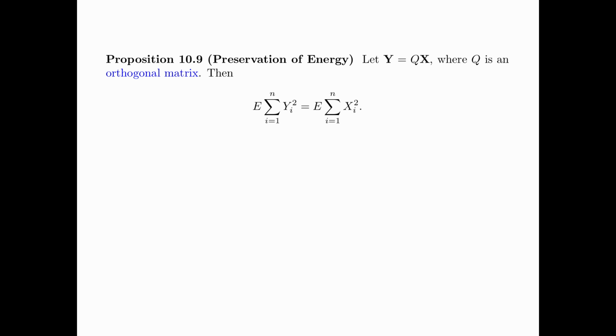Proposition 10.9 is about preservation of energy for an orthogonal transformation. Let y equals Q times x, where Q is an orthogonal matrix. Then the expectation of summation y_i squared is equal to the expectation of summation x_i squared. We now prove the proposition.